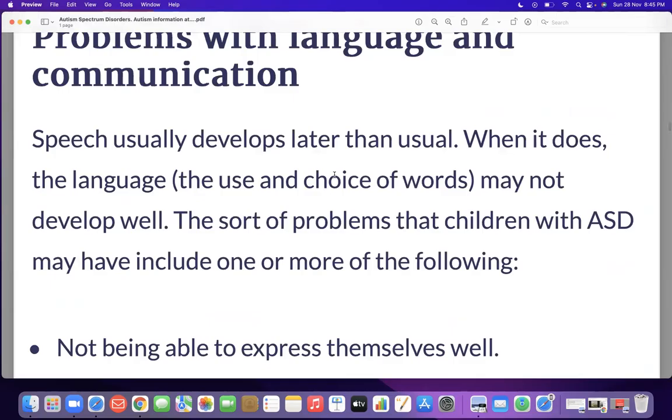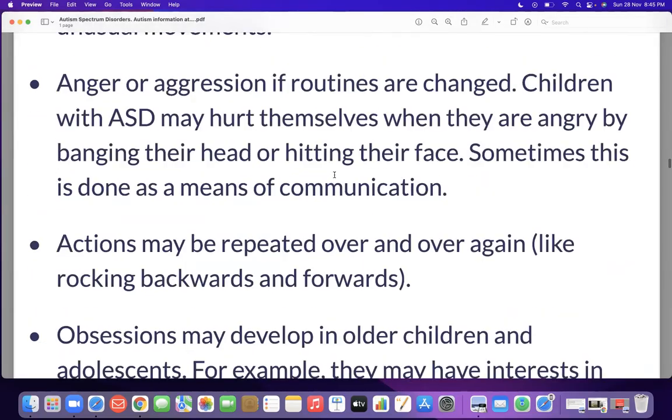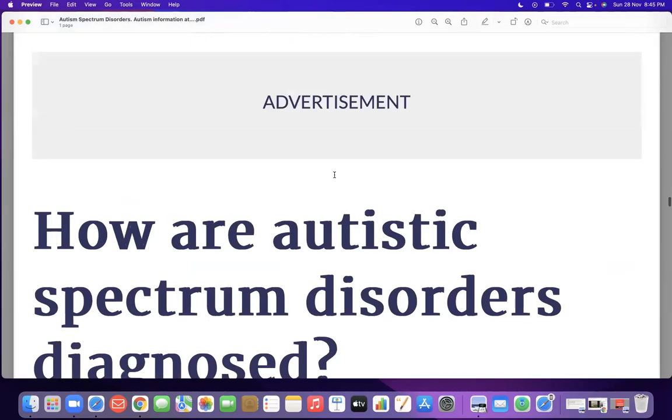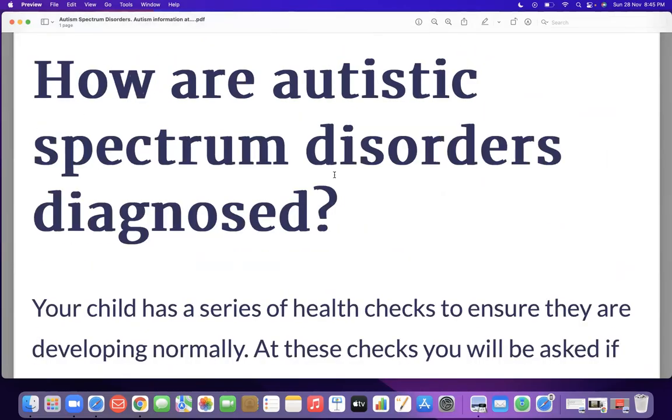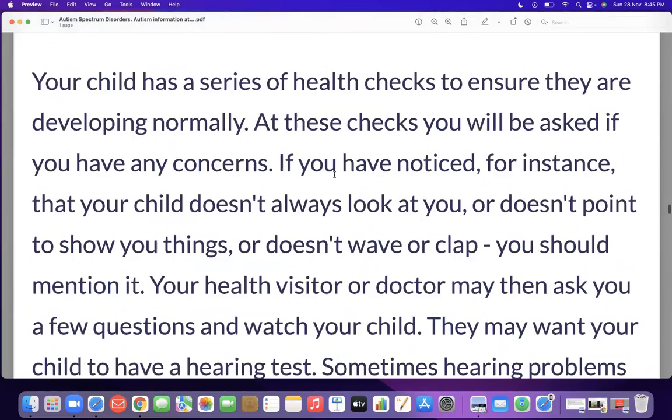You're saying the neurologist will not come in the team, but here it is mentioned that a neurologist is in the team. How autistic spectrum disorders are diagnosed.